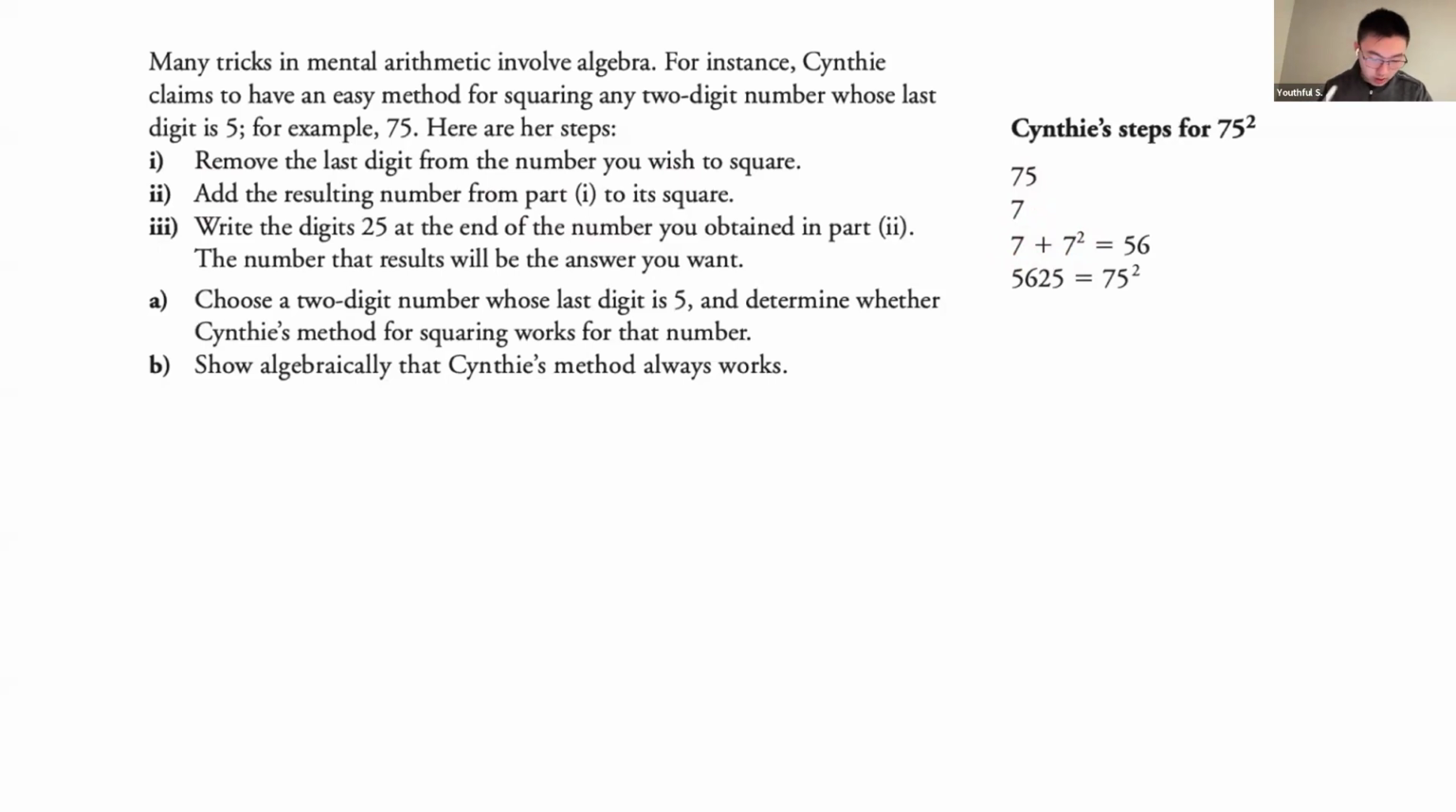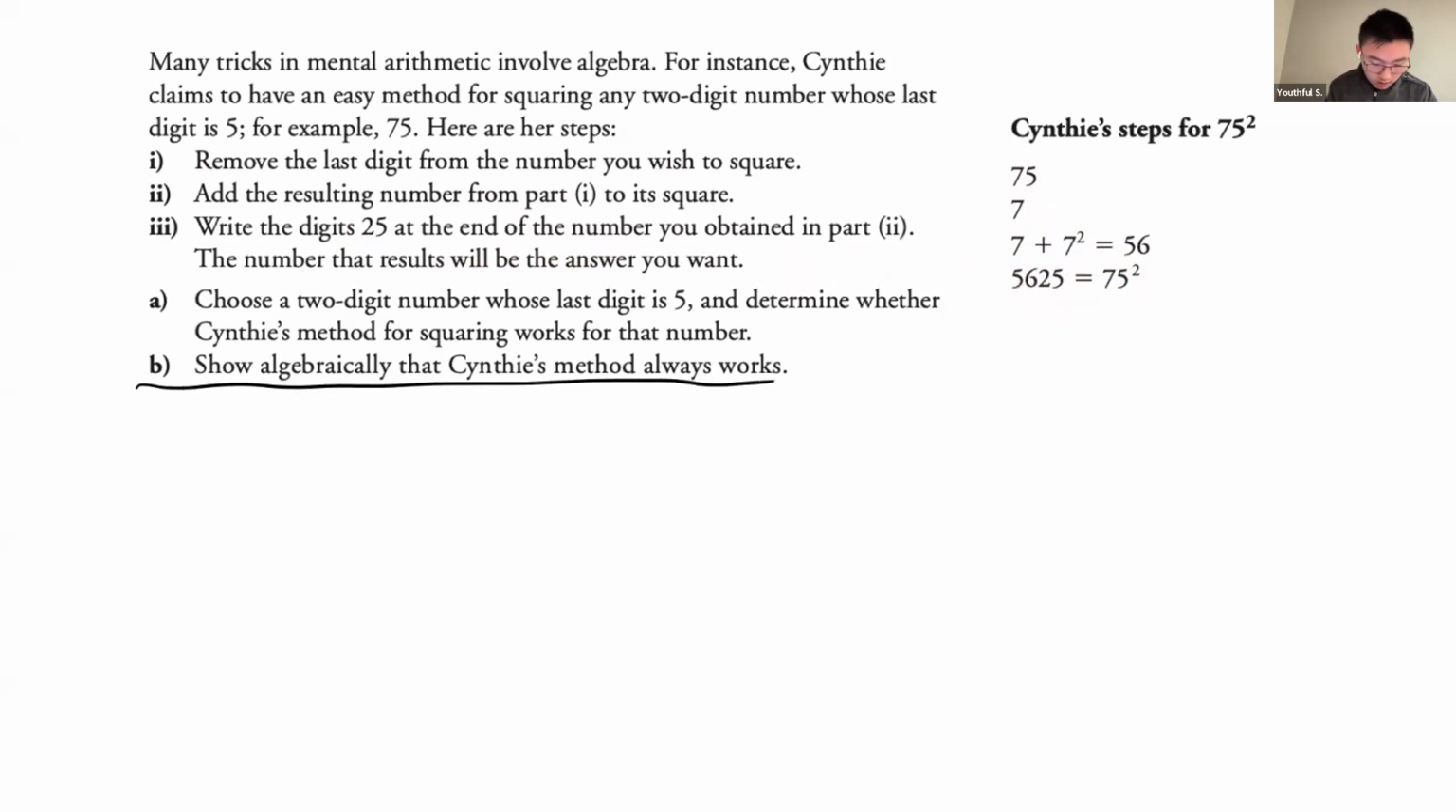And then they just say, write the digits 25 at the end of the number you obtained in part 2. So 56, add 25 to the end of it. And this is equal to 75 squared. So that's pretty nice. We can try this for another example.